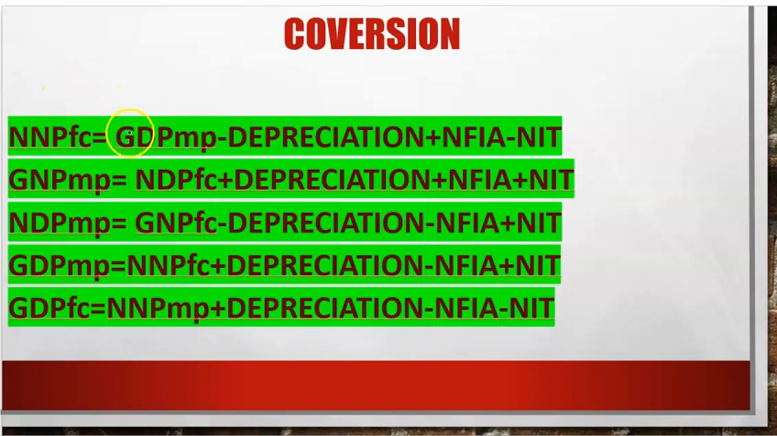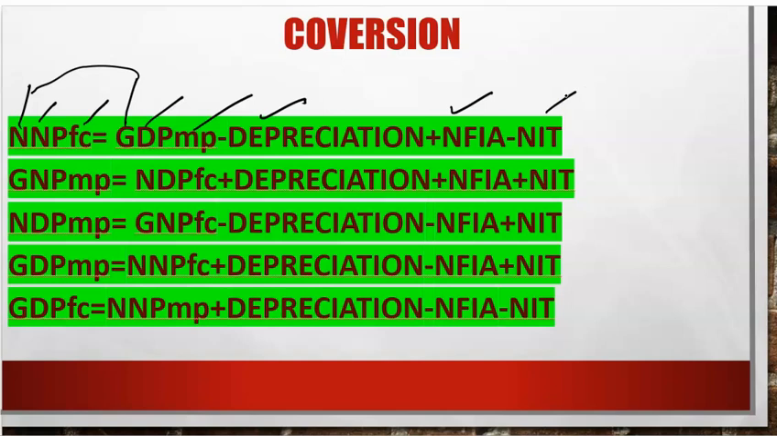So student, be careful. The first words are gross and net. So gross is big, net is small. Gross to net, I have done minus depreciation. Converted. Then domestic has to be converted into national. So domestic is small and national is big. So I have added NFIA. MP is big, FC is small. So I have subtracted NIT. I hope you understood.